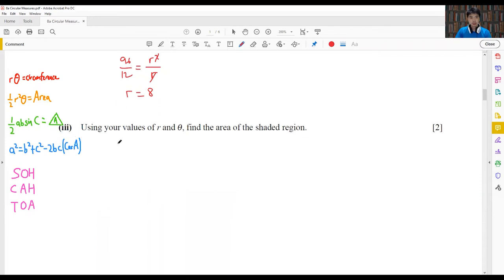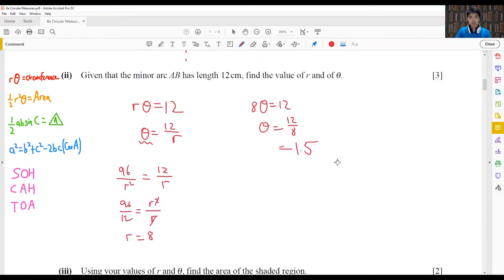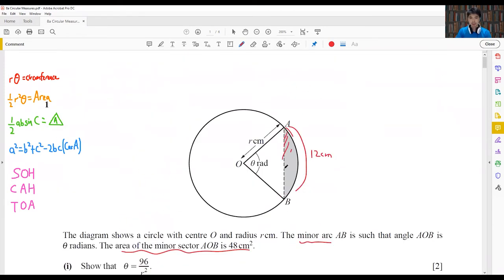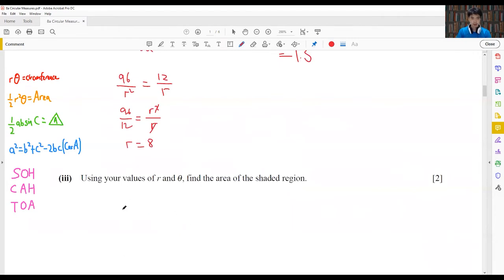And in the next part of the question, using your values of r and theta, find the area of the shaded region. So they're asking us to find this region here. To find the area of the shaded region, first we must find the area of the whole sector, and we need to minus it with the area of the triangle, using the two area formulas that we have here. So first, finding the area of the sector is going to be half r squared, which we know is 8, theta, which we know is 1.5. Okay, this is the area of the sector.